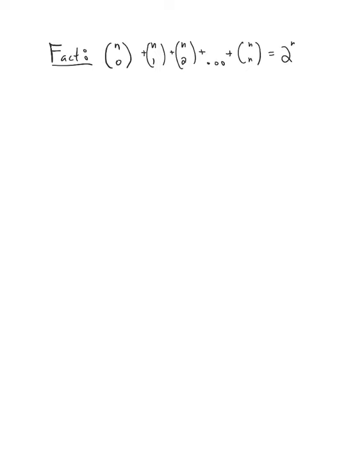All right, let's explore combinations just a little bit more. So, here's a nice fact. I'm going to write this down and I'm going to talk about it. n choose 0 plus n choose 1 plus n choose 2 all the way to plus n choose n is 2 to the n.